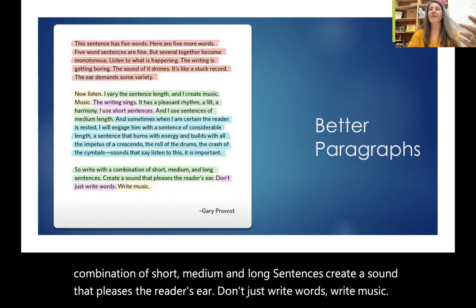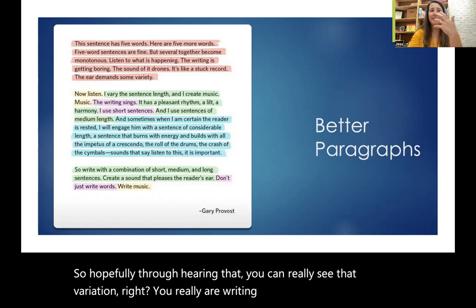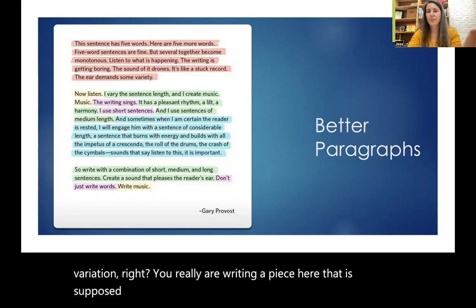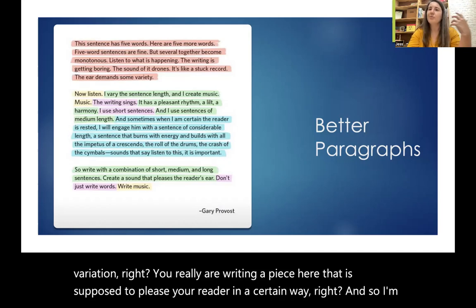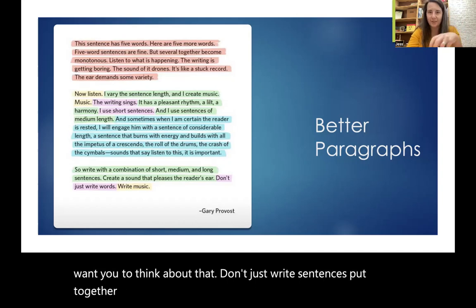So hopefully through hearing that, you can really see that variation, right? You really are writing a piece here that is supposed to please your reader in a certain way, right? And so I want you to think about that. Don't just write sentences. Compose a piece, right? Don't just write sentences, write music.